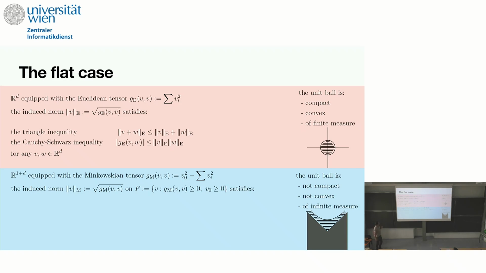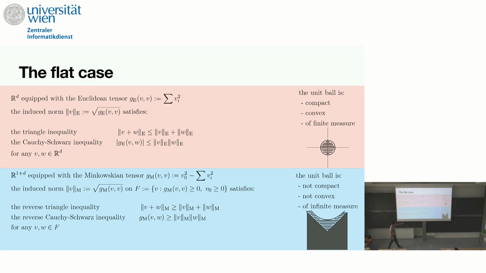Now, one important thing, really crucial, is the following. In this future cone, this g(v,v) is positive by definition, and if I take the square root, what happens is that it satisfies also a triangle inequality, it just happens to be reversed. Okay, the reverse triangle inequality is in place, and you also have a reverse Cauchy-Schwarz inequality. Right? So that's the flat case.